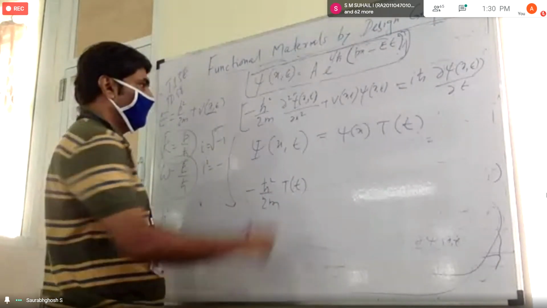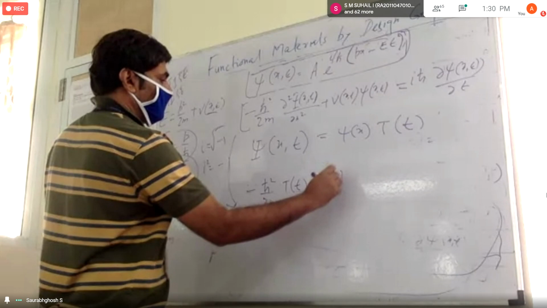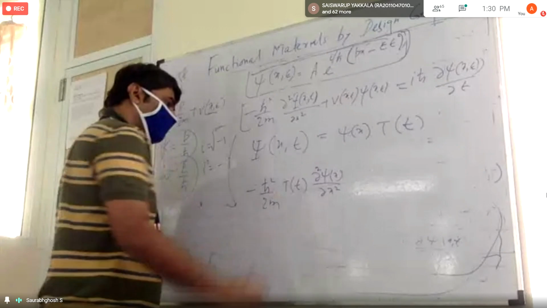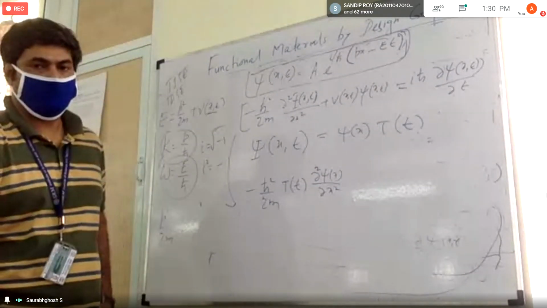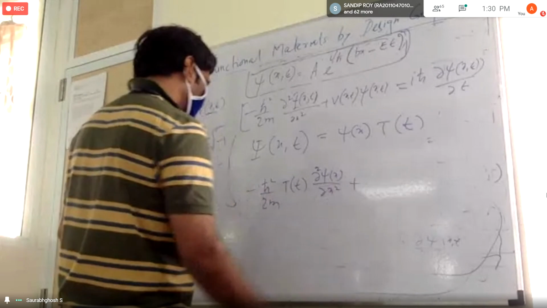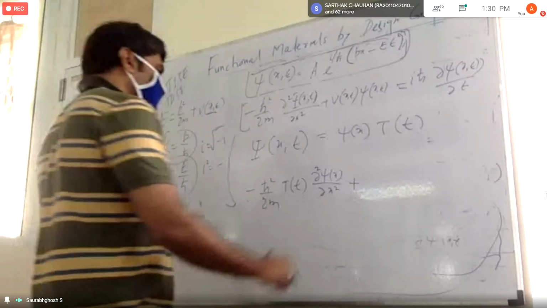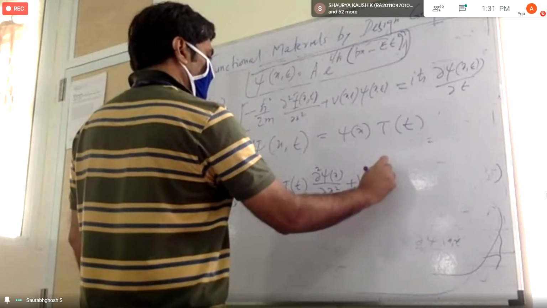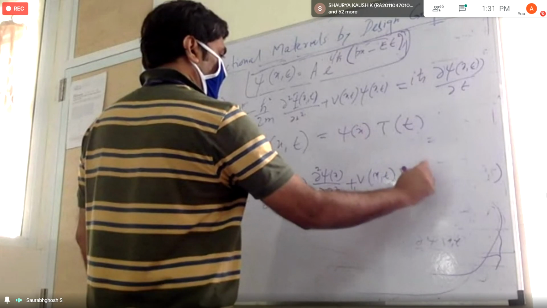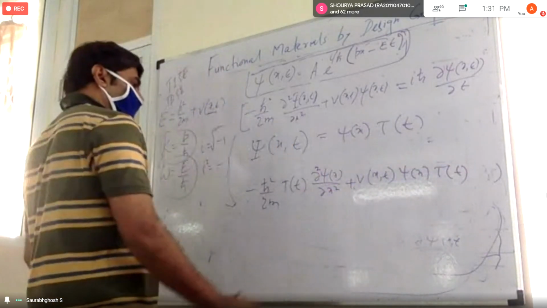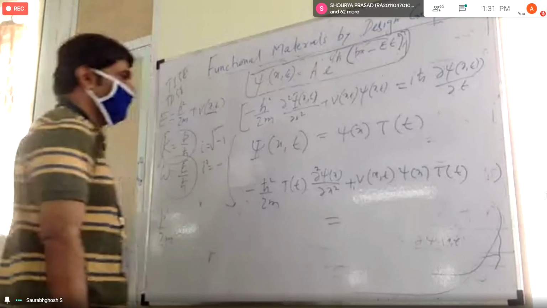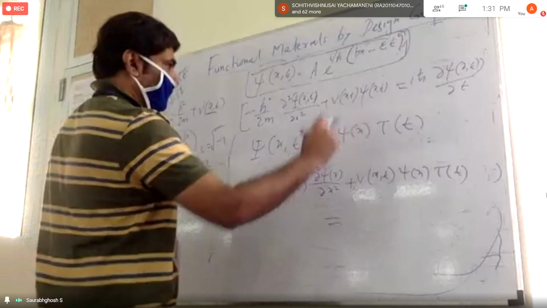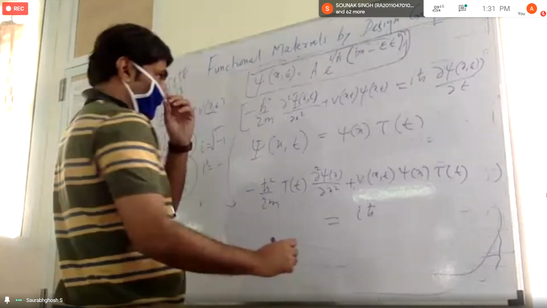It will remain the same, and you have now del squared psi by del x squared. So now you have only one variation, that is the variation in position, not time. Plus we have V of x, t, then psi of x, t of t, then you have i h cut, so i h cut del psi by del t.